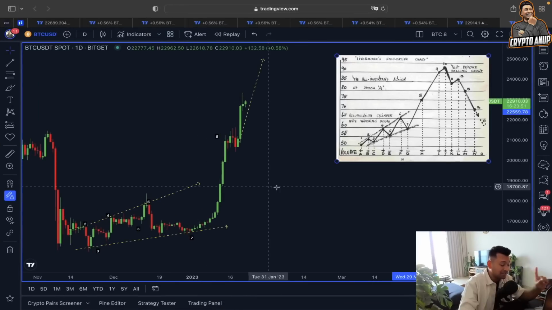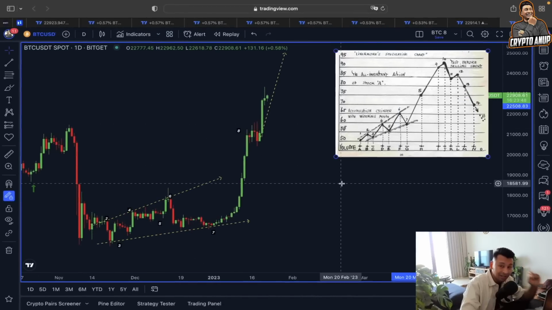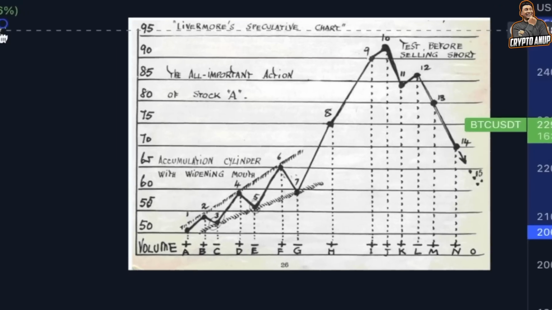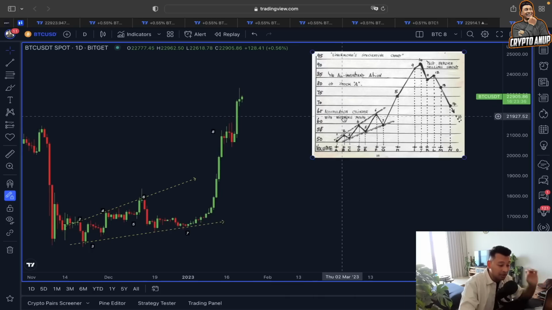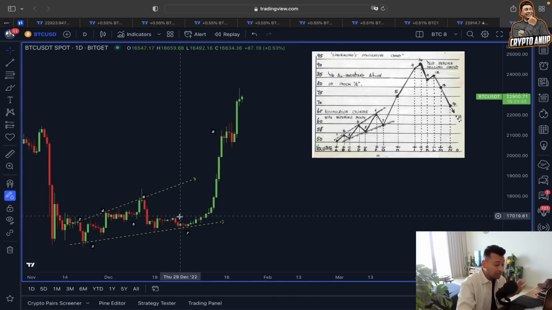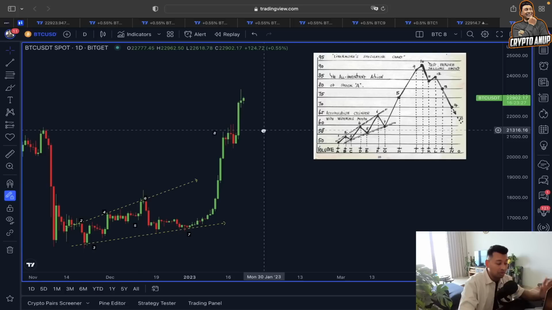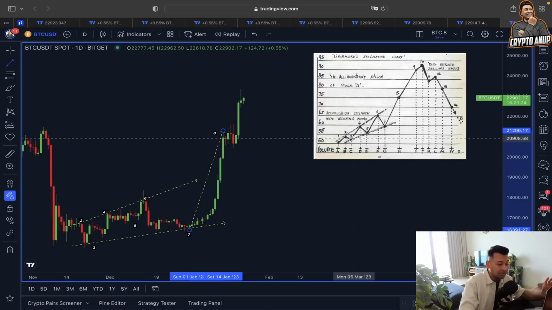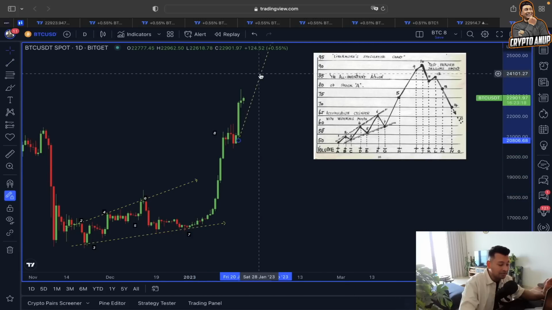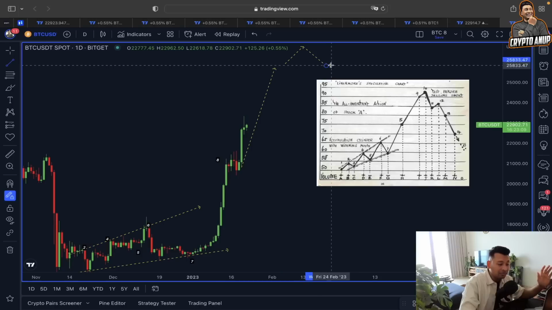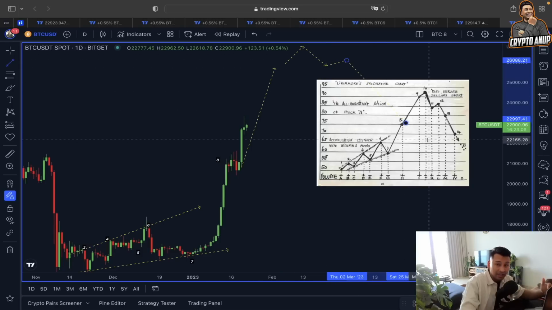And today, beside this, what I also want to talk about is this Livermore's speculative chart. It might not be 100% accurate, but what I want to show you guys, according to this chart, if you look at this accumulation cylinder with widening mouth, in our case, the breakout has already started. So if we look at this point where we are right now, from this 0.7 till 0.8, you can see there is going to be another impulsive movement. And if this continues, you can see 25, 26,000 could be on the line. A small rally one more time. And after that, the price could start this actual reversal here in this manner.